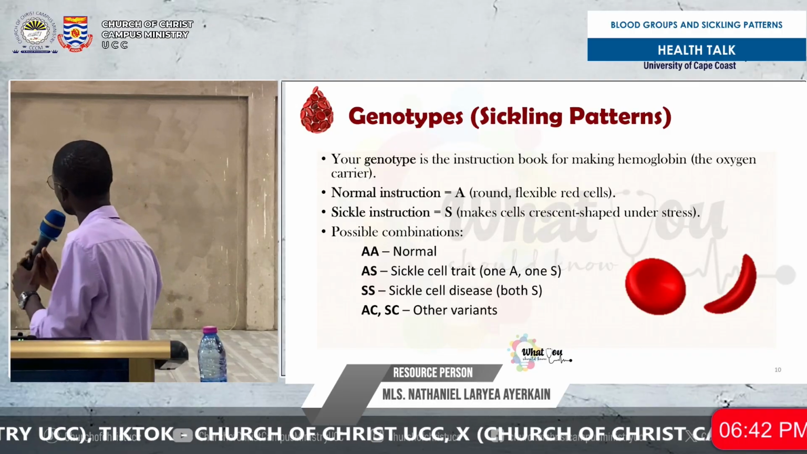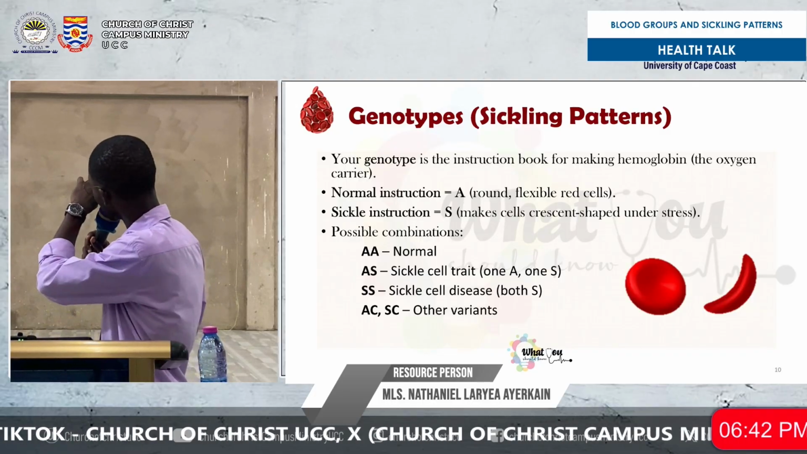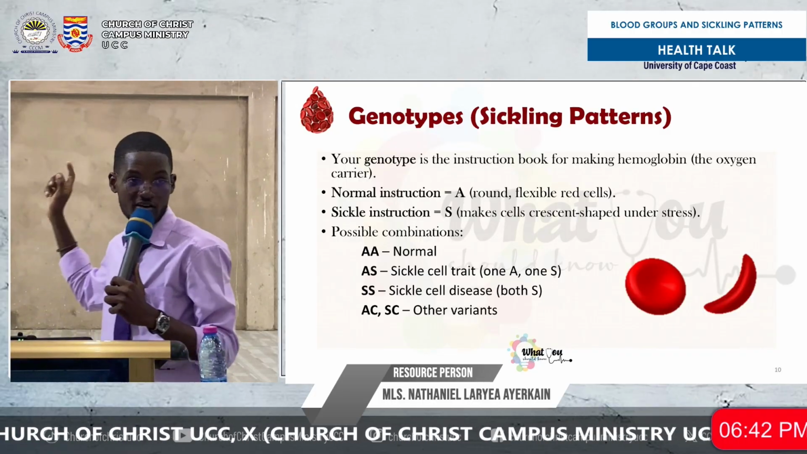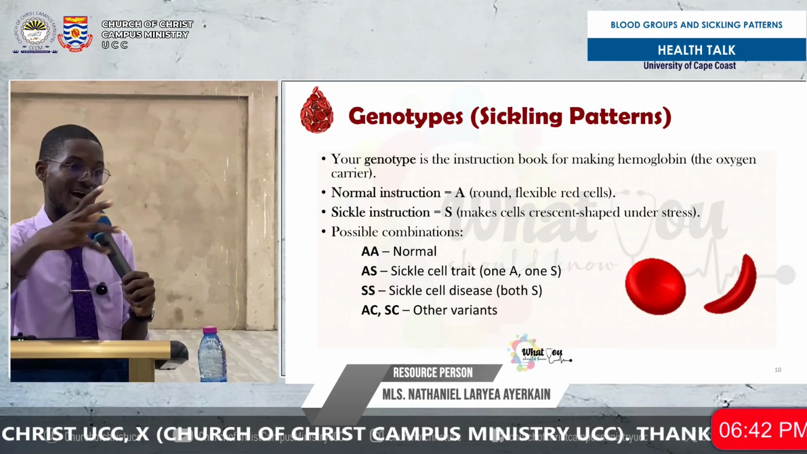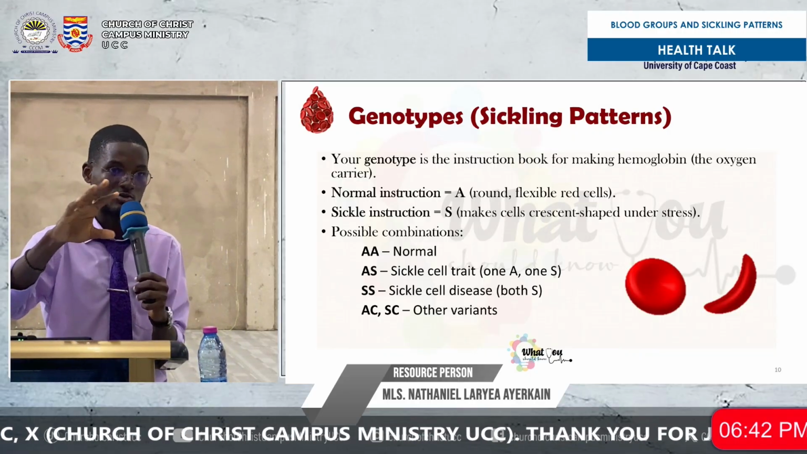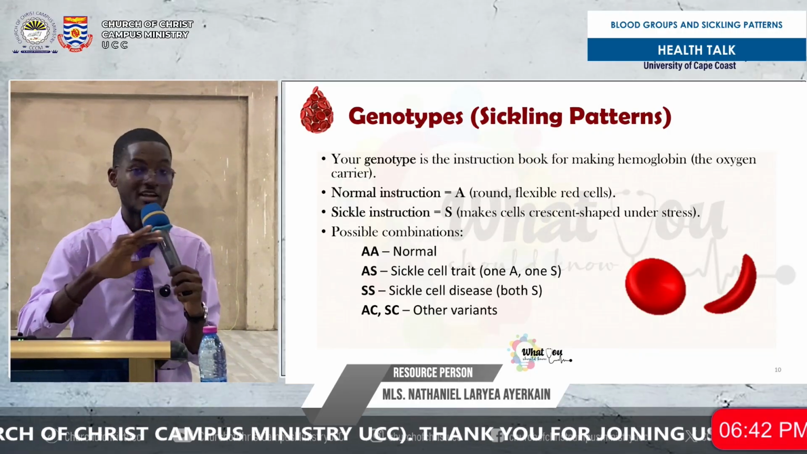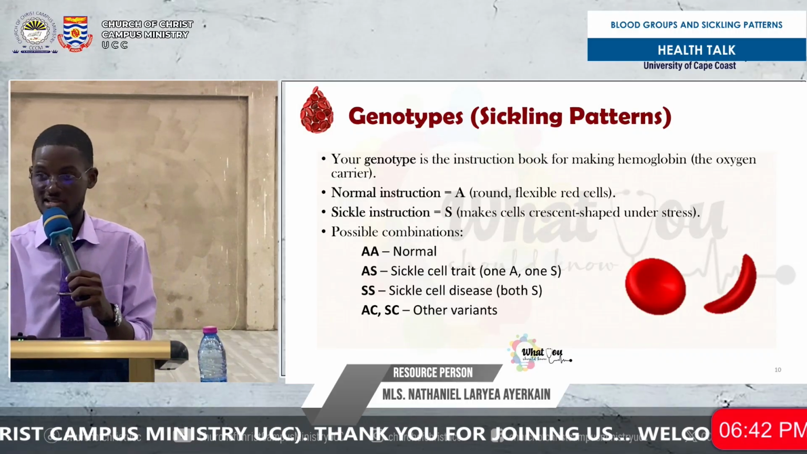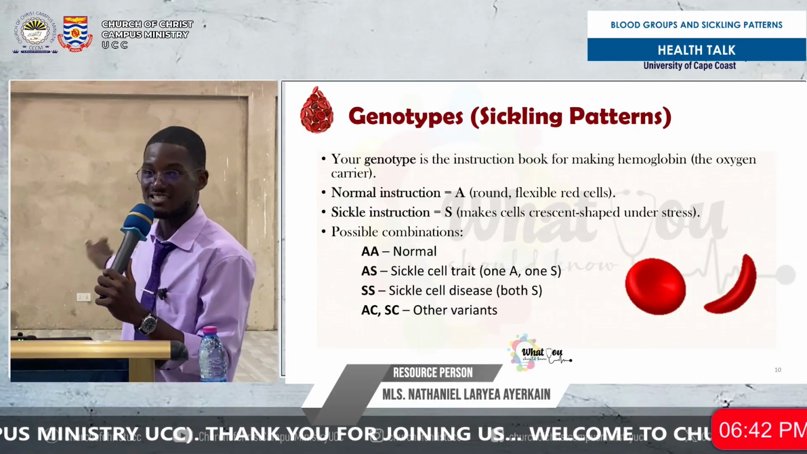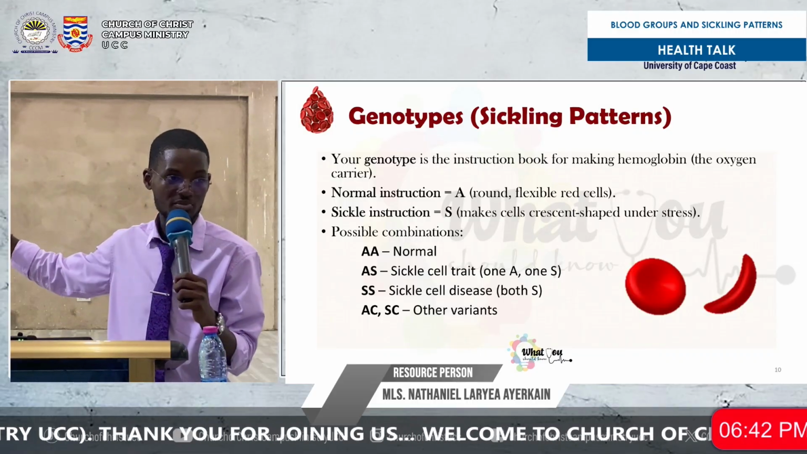Yeah. So those two diagrams there, on the right and the left, are how your red blood cell looks in your body, right? A normal person with a normal genotype AA would have that round biconcave shape.